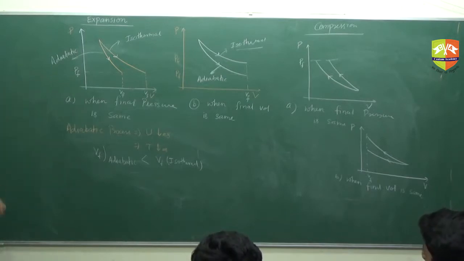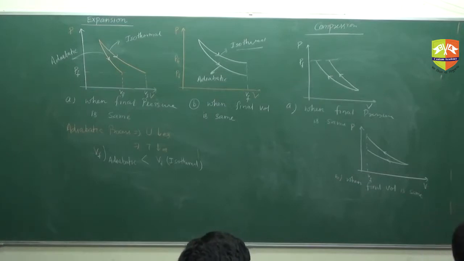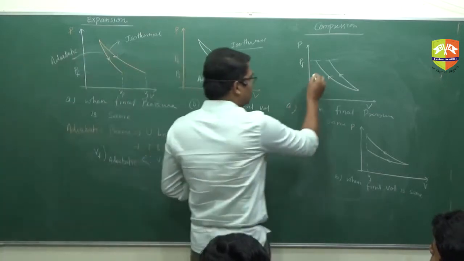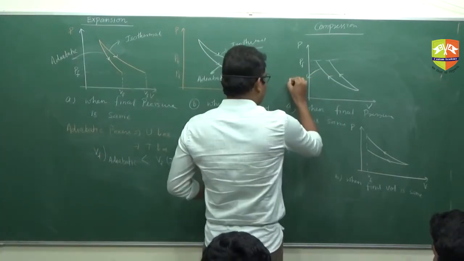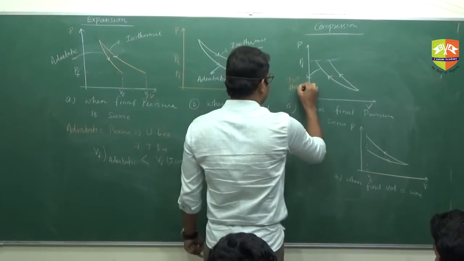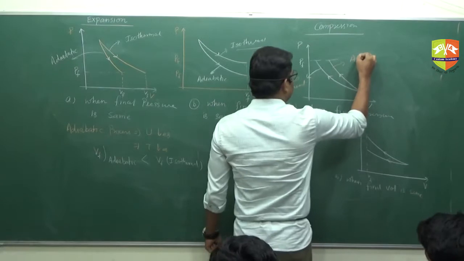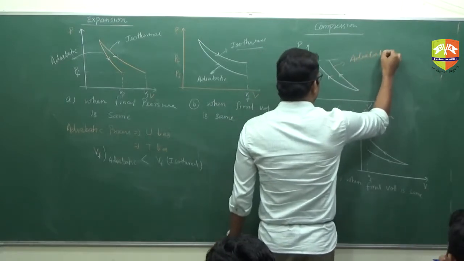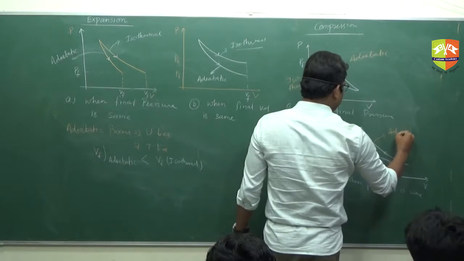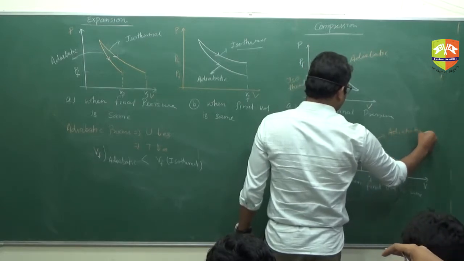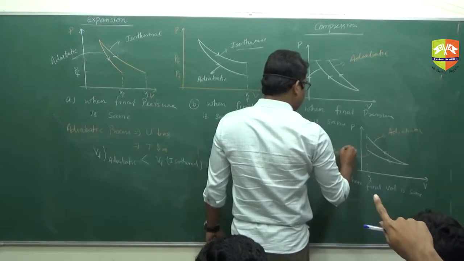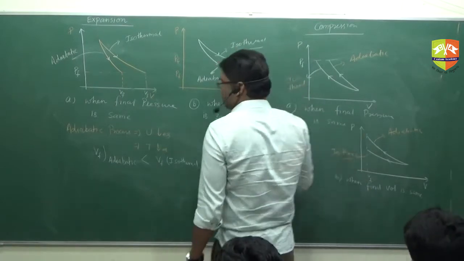Tell me, which graph is this? You can use the slope thing. Yeah, exactly. You can't use the slope for all of it. The top one is adiabatic for both. Right? So this is isothermal. Slope also you can compare. And this is adiabatic. And this is isothermal. You see, it is reverse now. The lower graph is now isothermal.